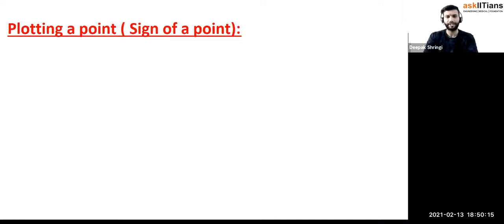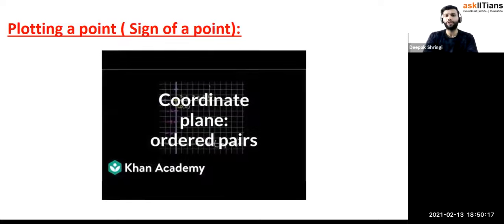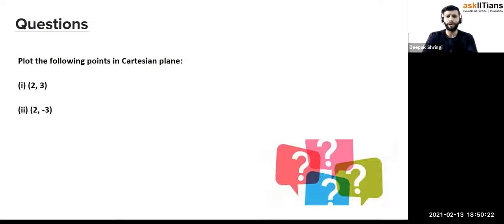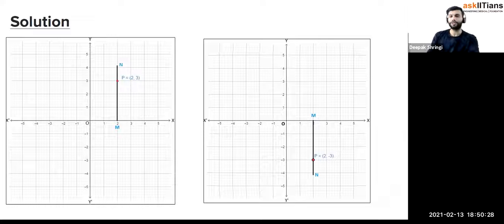Okay, let's start. First of all, we have to talk about the plotting of a point. We have already discussed how to plot a point. So 2 comma 3 will be lying in the first quadrant. The distance of the point 2 comma 3 from the x-axis is 3 and from the y-axis is 2. So from the y-axis, the distance is 2, so the 2 is over here. And from x, the distance is 3, so 3 would be somewhere here. Then 2 comma 3 will be a point over here.